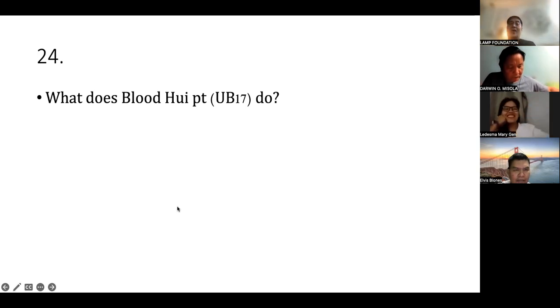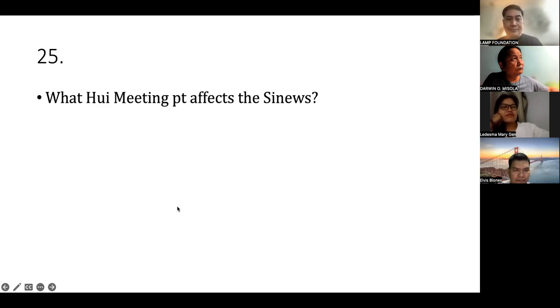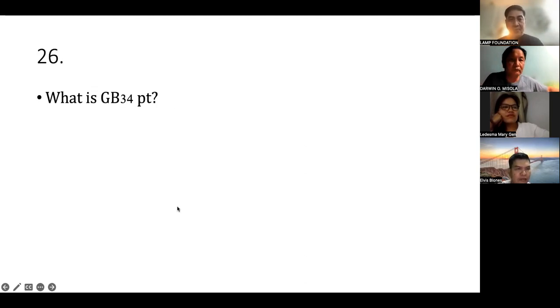Wow. So ngayon, alam nyo na, pag acute, no? Heat in the blood or blood heat. Pag deficient, pag chronic, blood deficiency. Blood stasis is excess. Okay, what Hui-Meeting point affects the sinews? GB34, Doc. Okay, so alam mo na, what is GB34? Yes, Doc. Influential point of sinews.